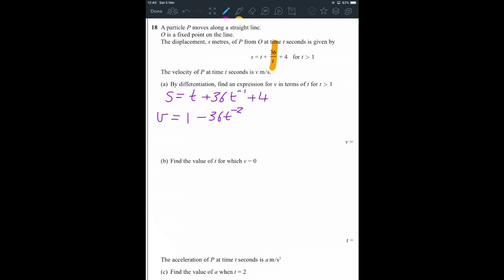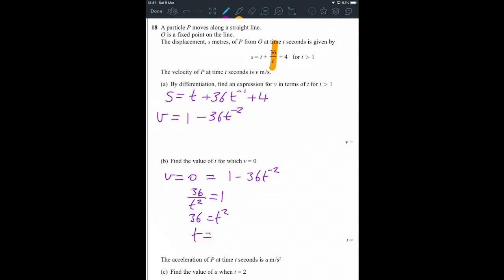Find the value of t for which V equals 0. Well, now we just put that expression equal to 0. I'm going to move the 32 to the other side, and I'm also going to rewrite the negative t squared as over t squared. Slightly easier to see the algebra happening. Multiplying up by t squared.